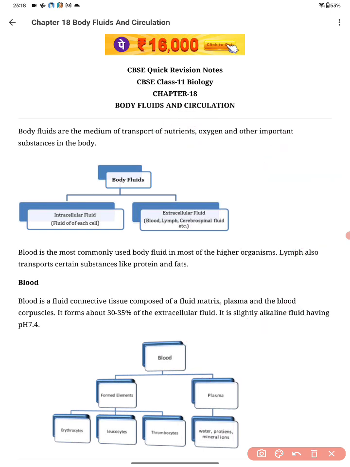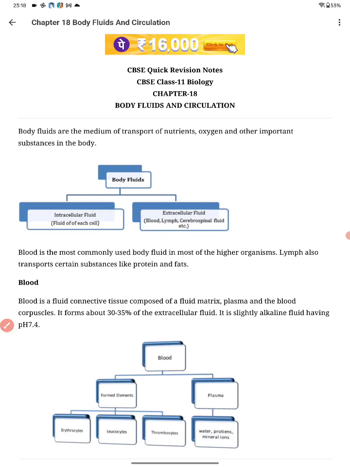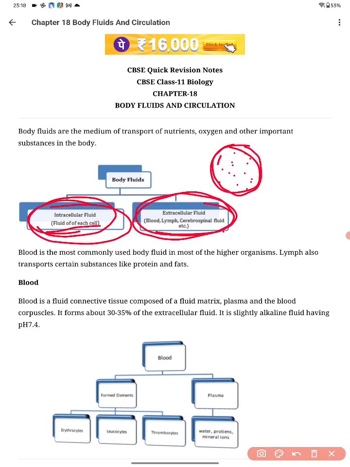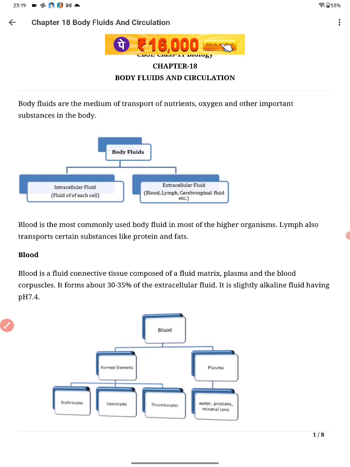There are two types of body fluids. One is intracellular fluid and the other is extracellular fluid. Intracellular fluid is present inside your cell. The cytoplasm is all fluid, all water. So intracellular fluid is the fluid found in your cell. Extracellular fluid is the fluid which is outside your cell, like blood, lymph, and CSF. These are the extracellular fluids.